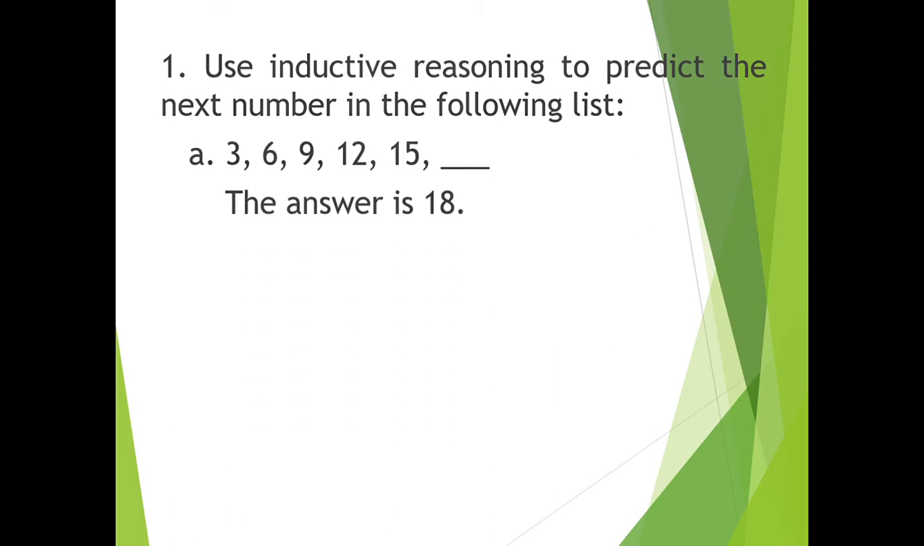So how did we get the correct answer? By having the specific examples, right? We got 18 because we based it on the previous or specific examples: 3, 6, 9, 12, and 15. And this is what we call what kind of sequence? Geometric? Is that right? Arithmetic sequence. And what do we call the 3? Common ratio? That is the common difference.